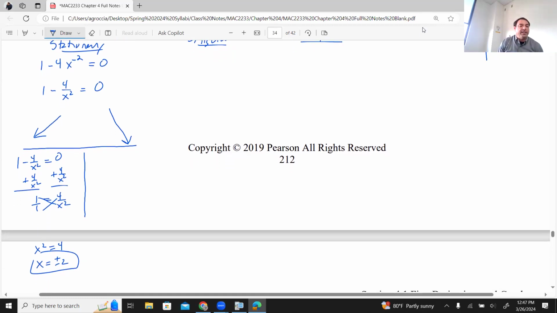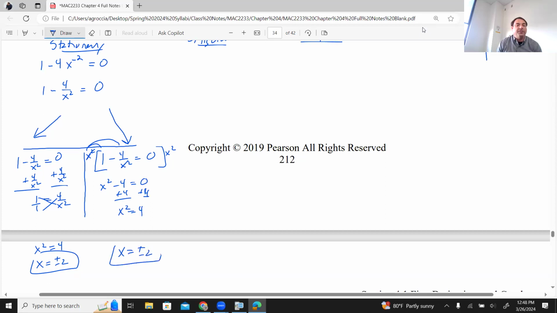Another way you could have dealt with it is when you had 1 minus 4 over x squared equals 0, the problem is the x squared on the bottom. So if I multiply both sides by x squared to get rid of the x squared, x squared times 1 gives you x squared. x squared over x squared, you're left with a minus 4. x squared times 0 is 0. That's called clearing the fractions. Add 4, add 4. x squared equals 4. x equals plus or minus 2.